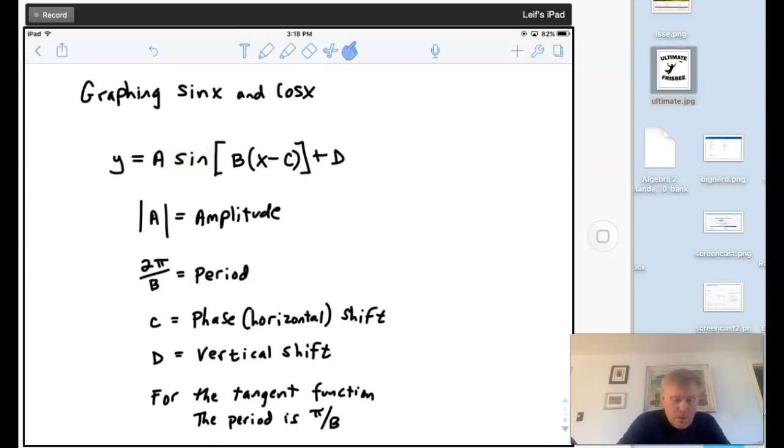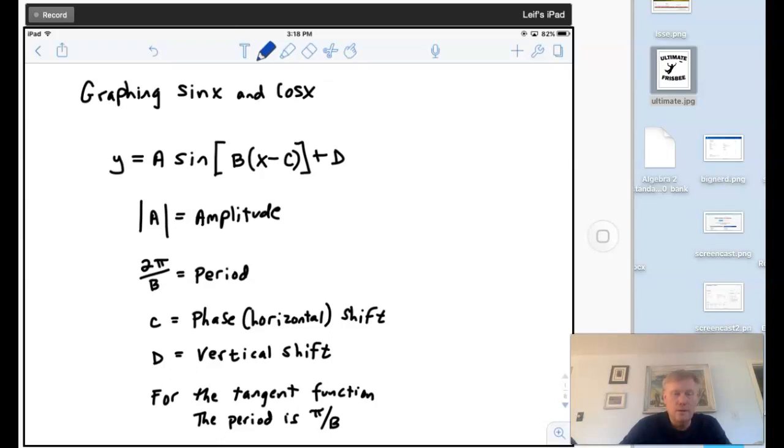So there's four letters here representing four variables. A is the amplitude. The amplitude is how high and low the graph will go. Period is where it starts repeating itself. To find that, you take 2 pi. Reminder, 2 pi is 360 degrees, and divide it by b in this equation. C is the phase or horizontal shift. D is the vertical shift.